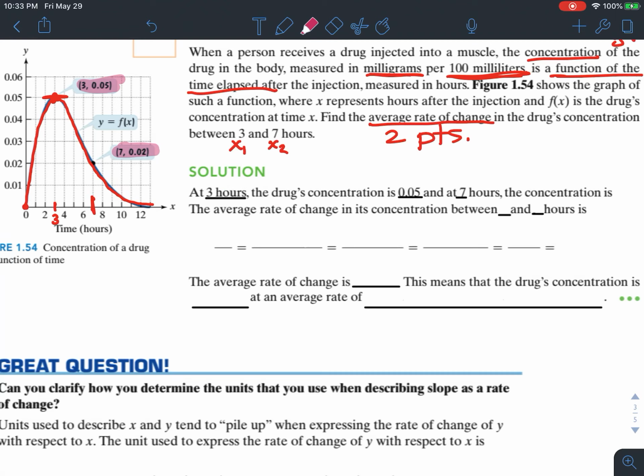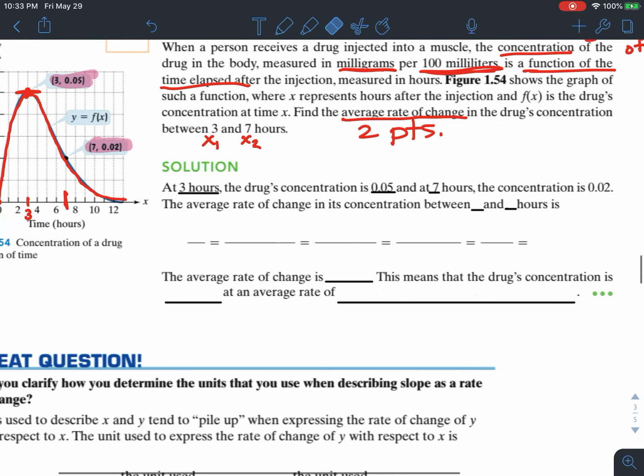Okay, and at 7 hours here, the concentration is 0.02. Oops, there it is over there. So the average rate of change between 3 and 7 hours is, don't get nuts, change in y over change in x, right?